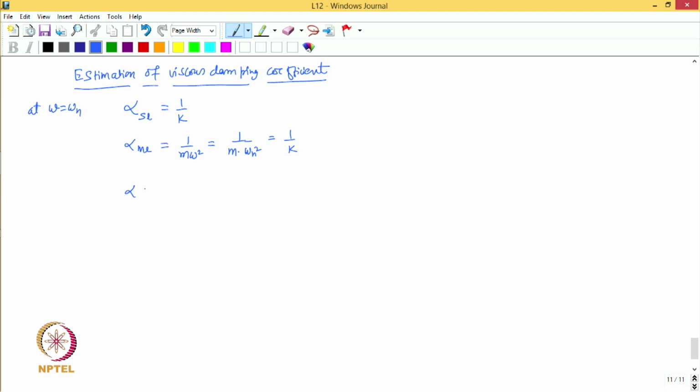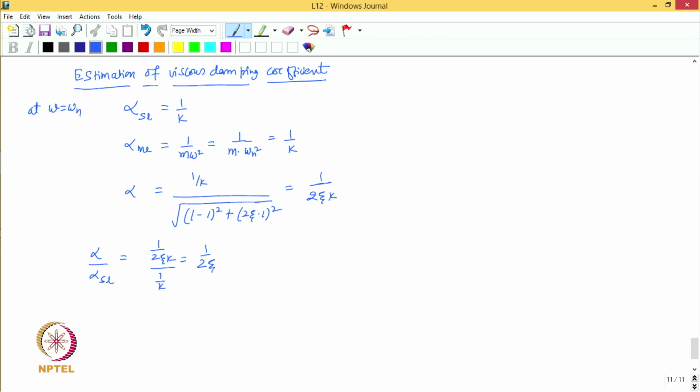And if I look at the magnitude of the FRF alpha itself, then that would be 1 by k divided by square root of 1 minus omega upon omega n square, whole square, plus 2 zeta omega upon omega n whole square, right. So, at omega equal to omega n, this becomes 1 upon 2 zeta k, right. If I take the ratio of alpha and the magnitude of the stiffness line, then this will be equal to 1 upon 2 zeta k upon 1 by k. So, that is 1 by 2 zeta, right.